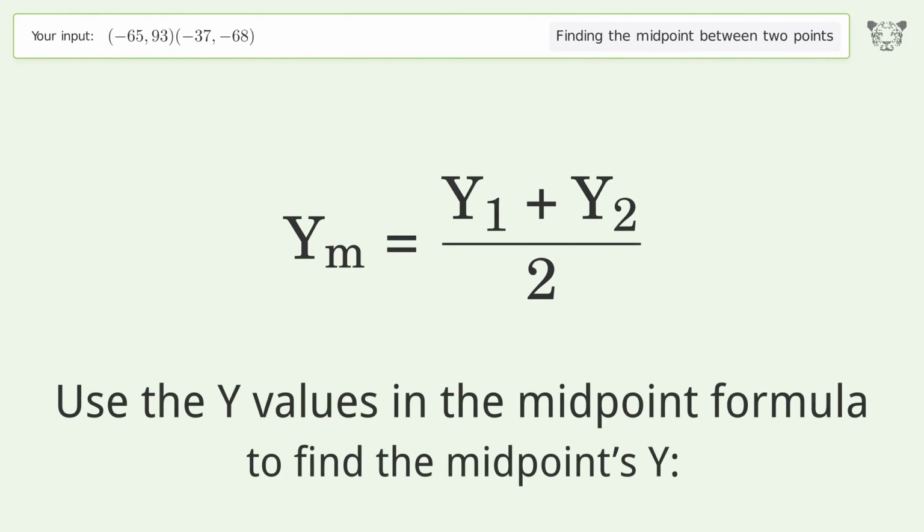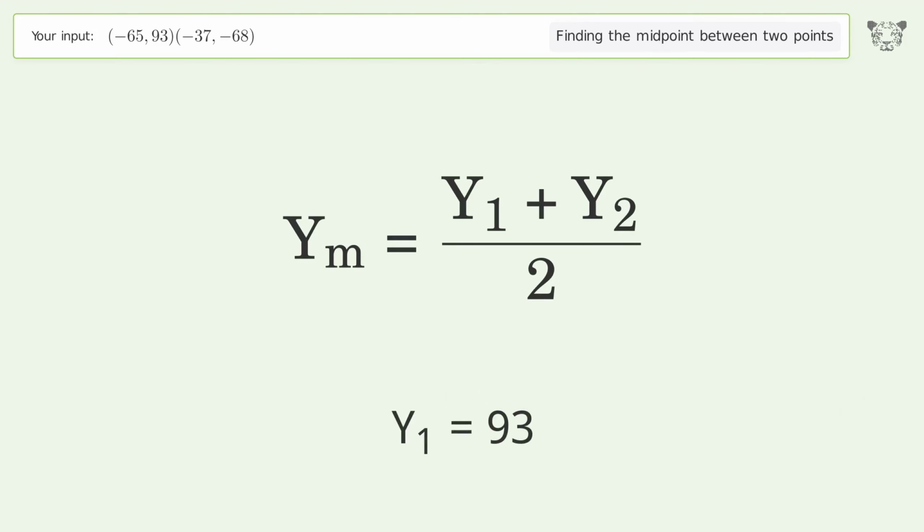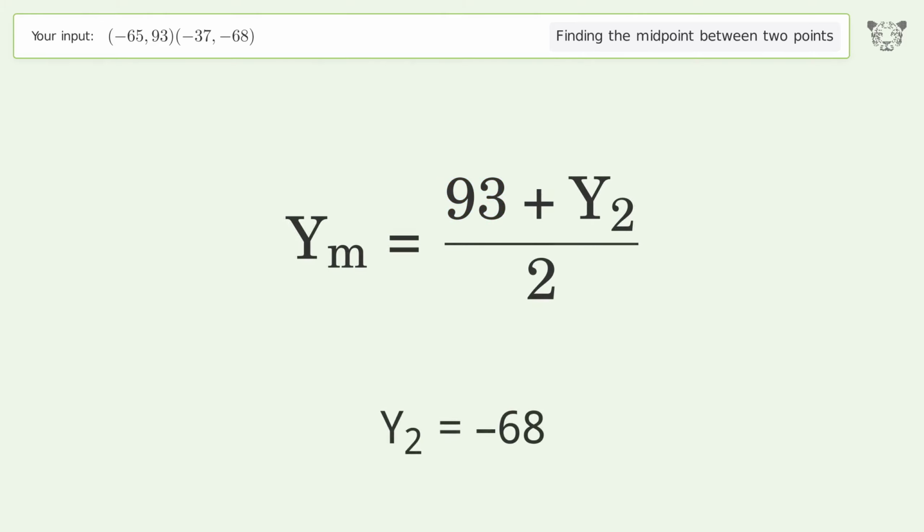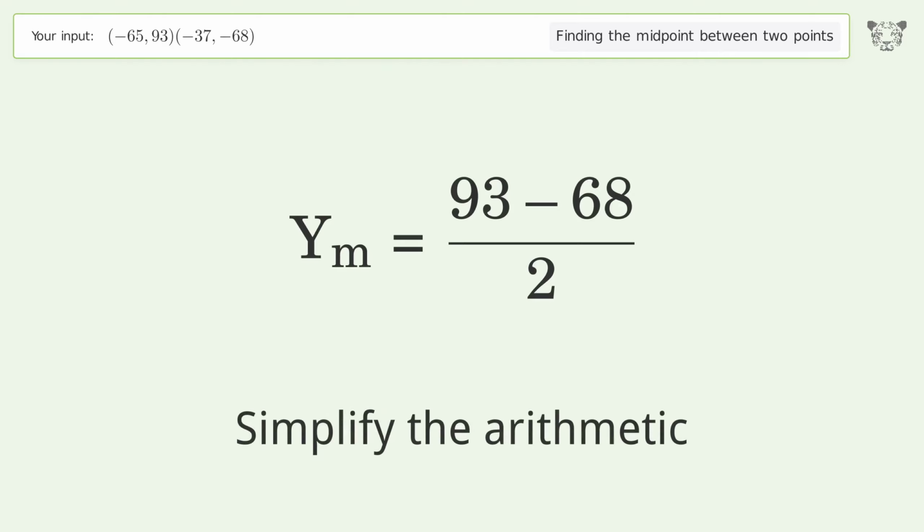Use the y values in the midpoint formula to find the midpoint's y. y1 equals 93. y2 equals negative 68. Simplify the arithmetic.